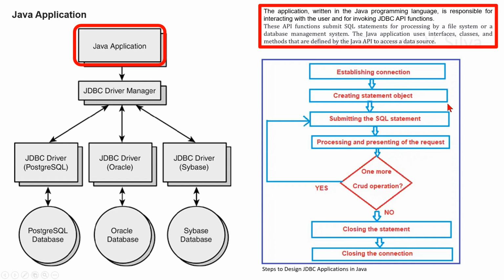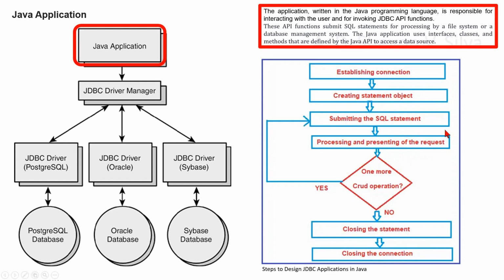Creating statement object. Once the connection is established, you can interact with the database. The createStatement method of the Connection interface is used to create a statement. The object of the statement is responsible for executing queries with the database. The Statement object is designed to submit SQL statements from the JDBC client to the DBMS via the JDBC driver.